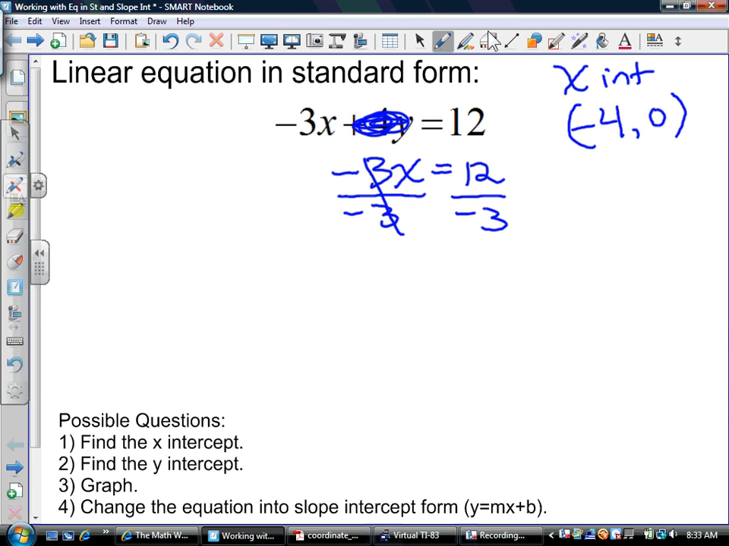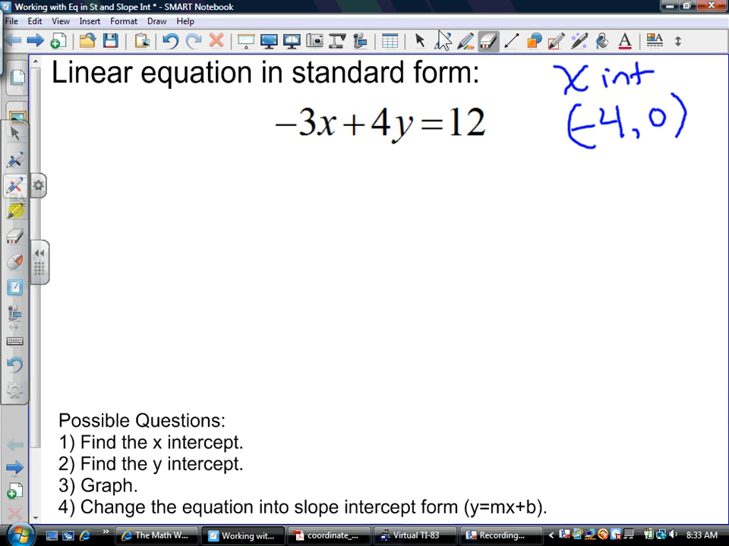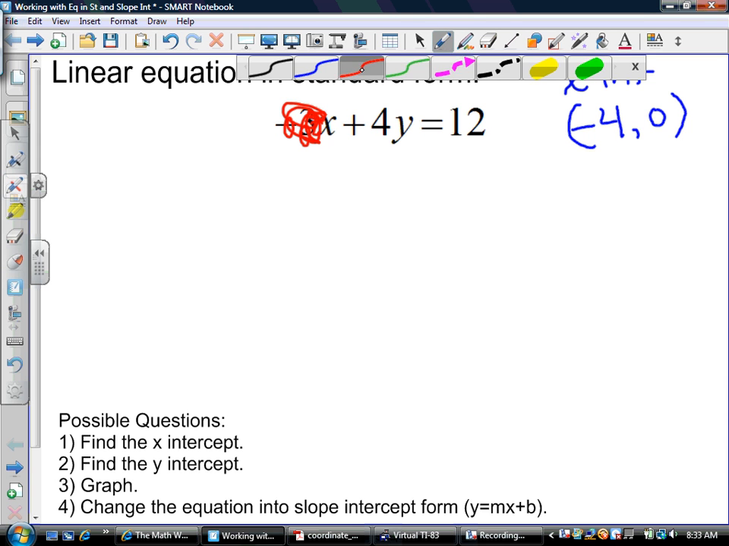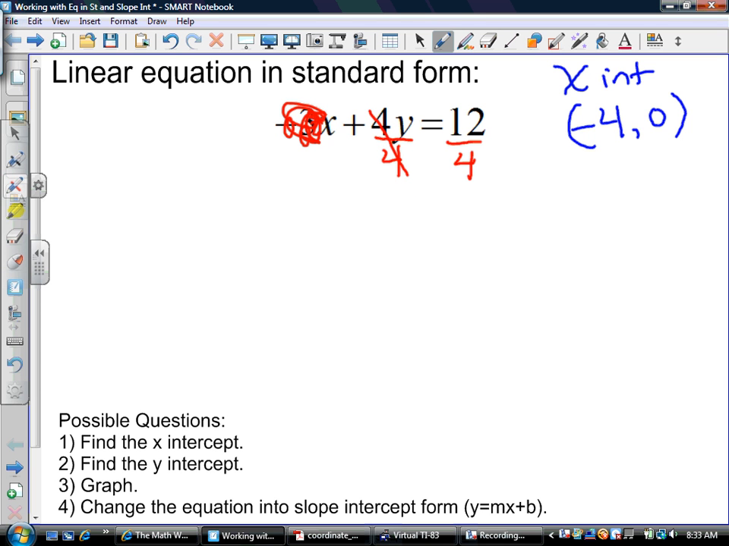Alright? Next thing we're going to do is find the y-intercept, which is basically the exact same thing we did, except this time we're going to be crossing out the x. So let's get rid of that guy. We don't need him. And again, we're left with a real simple one-step equation. So divide by 4 on both sides. Y is going to be 3. So the y-intercept is going to be 0, 3.